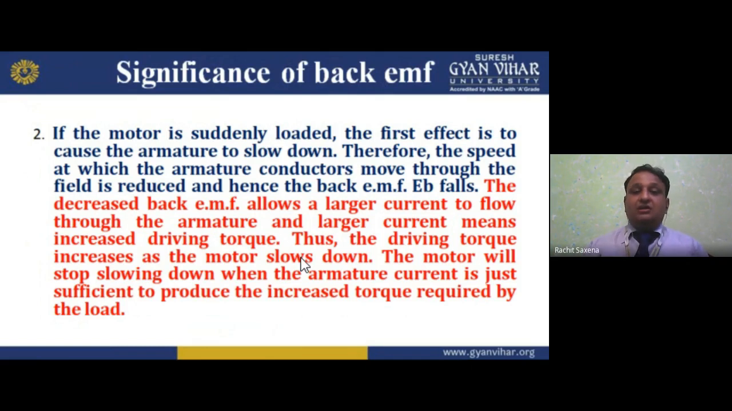The decreased back EMF allows a larger current to flow through the armature, and larger current means increased driving torque. Now Eb is falling down and the armature current is increasing. If the armature current is increasing, it gives you increasing torque, that is the driving torque. So we are getting more driving torque.